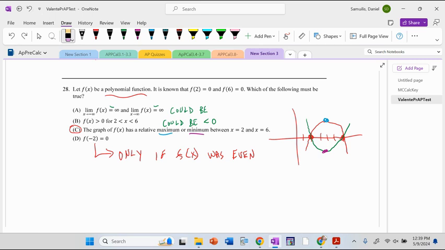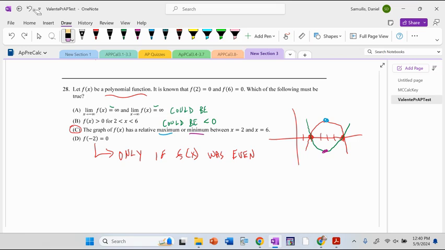So this first letter could be A if it depends on the polynomial. It could be true, but it could be anything, actually, now that I think about it, because it doesn't say anything about the power or degree of the polynomial. So there's nothing to say anything about what the end behavior is going to do on this. Next thing, f of x is greater than 0 between 2 and 6 if it was the red graph, but what if it was the green graph? So that's not always true.